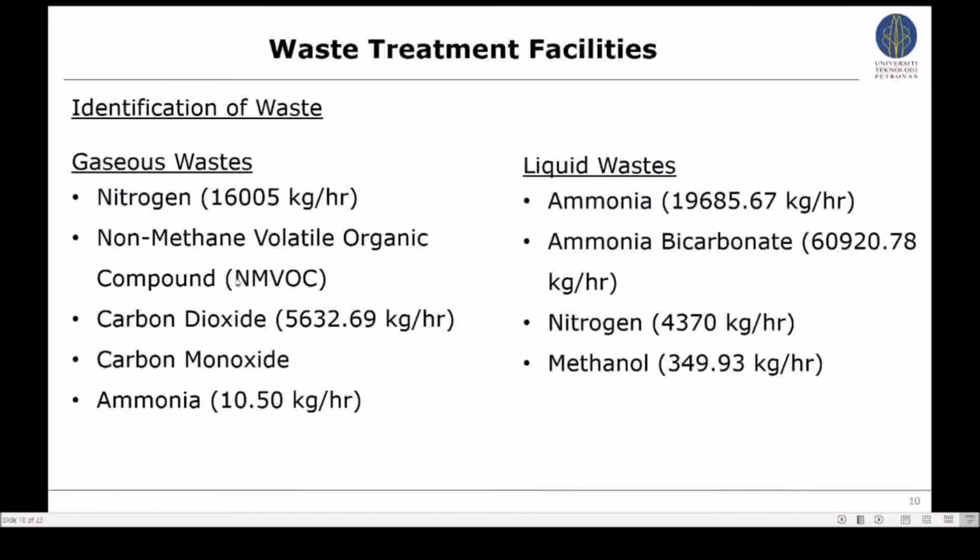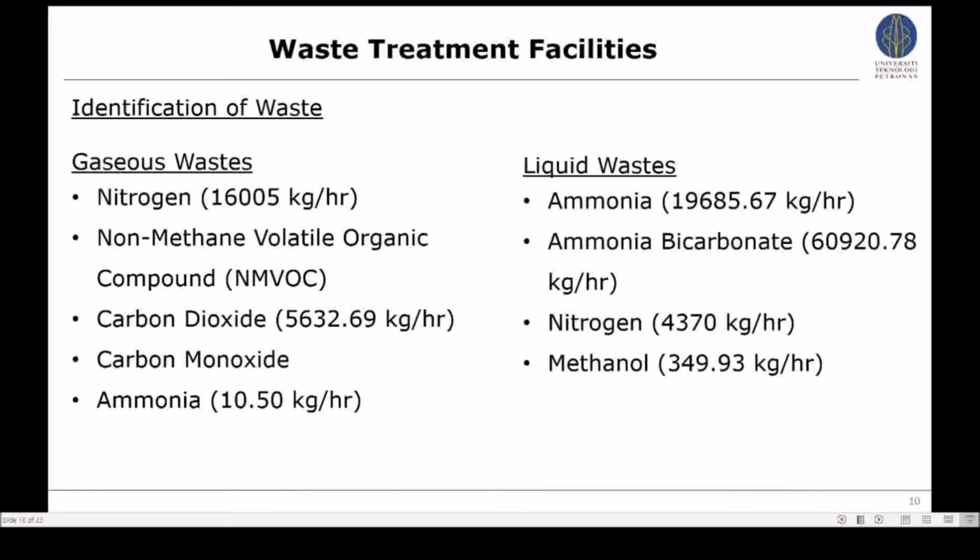These are the identified gas waste, which consists of nitrogen, NMVOC, carbon dioxide, carbon monoxide, and ammonia, whereas the liquid waste consists of ammonia, ammonium bicarbonate, nitrogen, and also methanol. These discharge wastes have their own effects on the environment and living things if they exceed the safe emission limits.